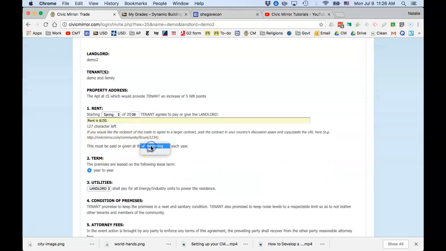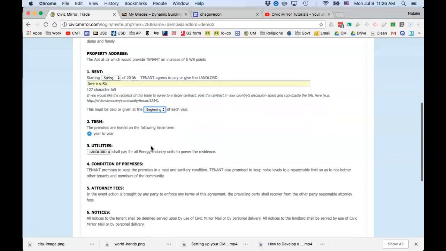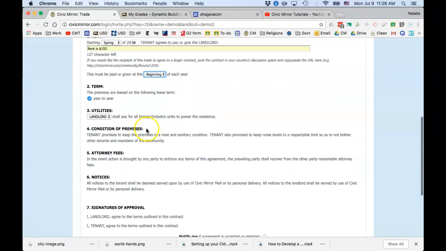And your landlord's usually going to ask for it at the beginning of the year, because if you don't pay, they will probably evict you, and they want to have time to do that. So usually they're going to ask you for it at the beginning of the year.